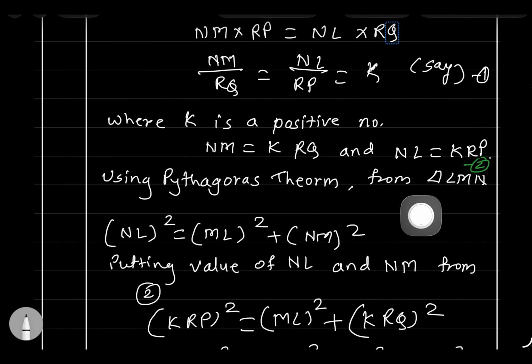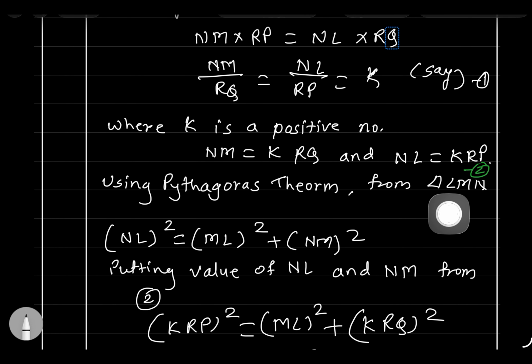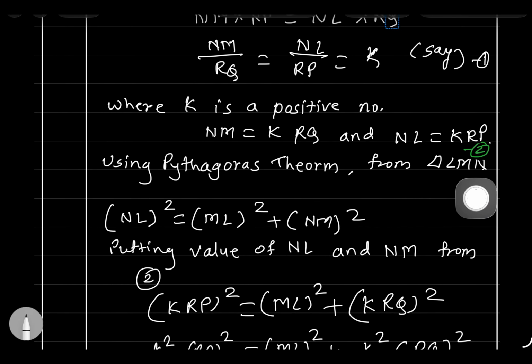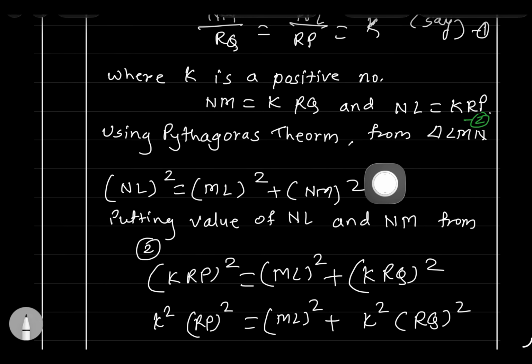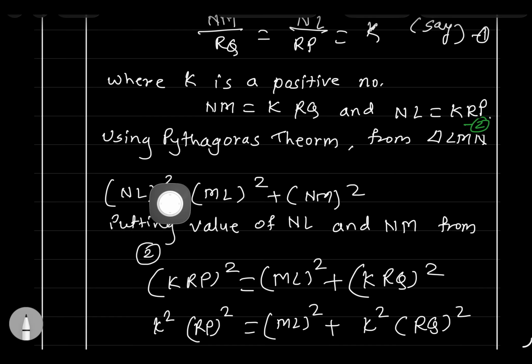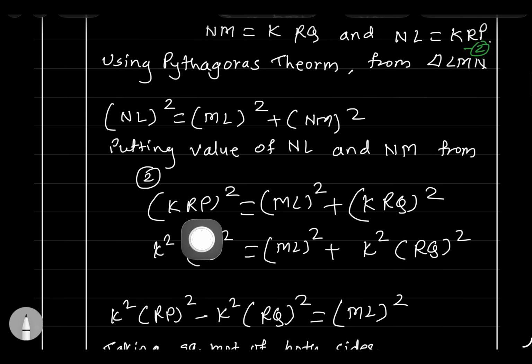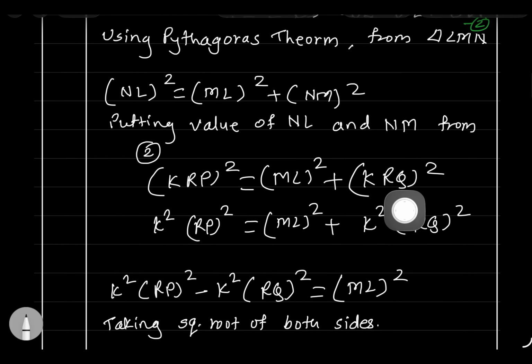Okay, so using Pythagoras theorem from triangle LMN, meaning the first triangle, we have to use the Pythagoras theorem. Two sides we got like this: NM equal to K RQ and NL equal to K RP. Suppose this is the second equation. By Pythagoras theorem, NL is the hypotenuse, so hypotenuse square equal to the addition of the other two side squares, ML square plus NM square. Putting the values of NL and NM, the third side we don't know. NL value is K RP square, ML as it is, and NM value is K RQ square.